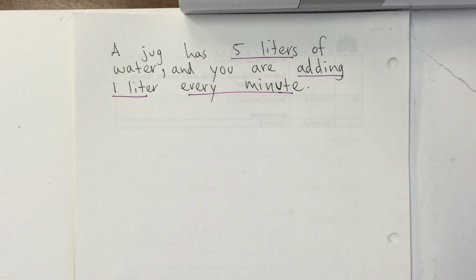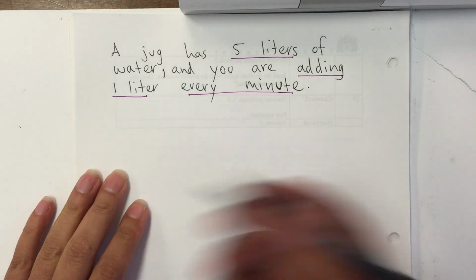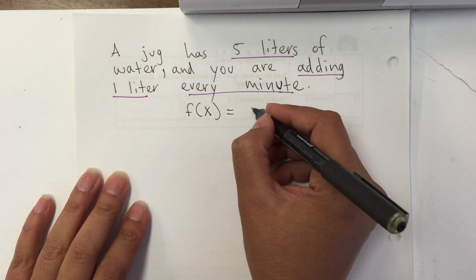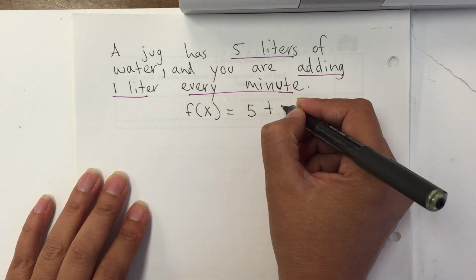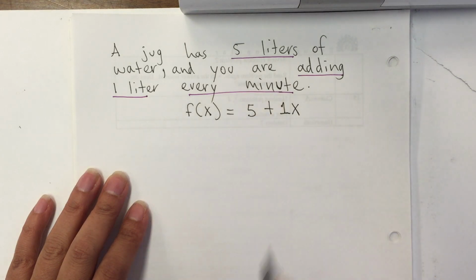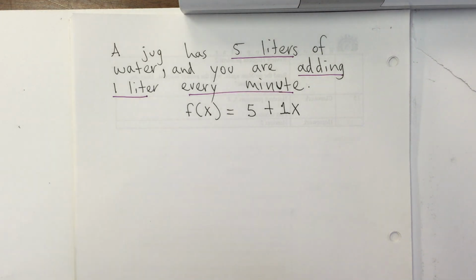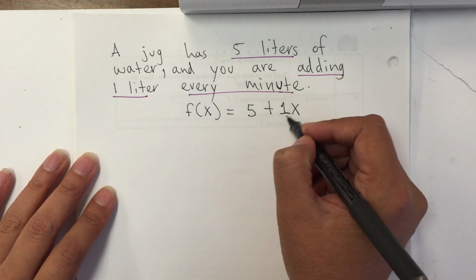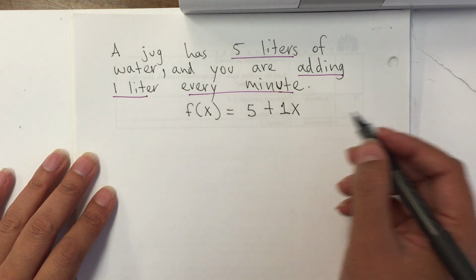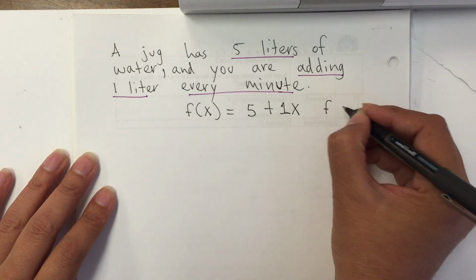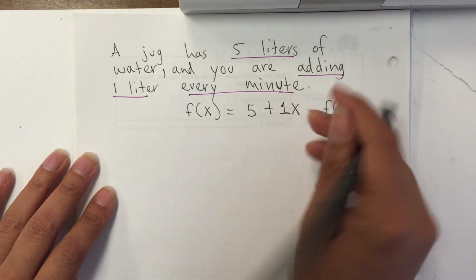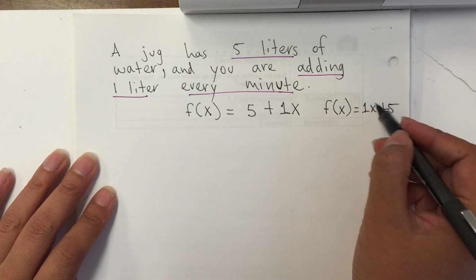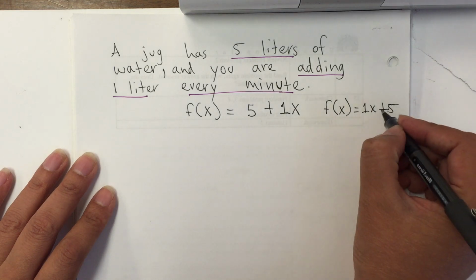So if we're now using function notation, instead of y equals, we would say f of x equals the 5 liters that we have plus 1 liter that we add every minute. More traditionally, we don't put a 1 as a coefficient, so it would just be 5 plus x. Also, you might see that instead of writing 5 plus 1x, it would be 1x plus 5. It's exactly the same thing, but traditionally this is how it's written.